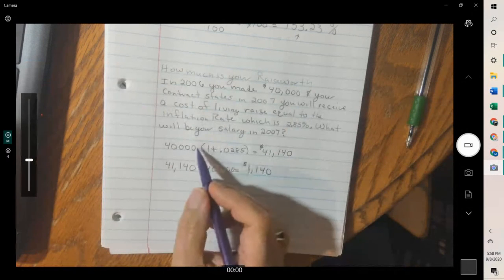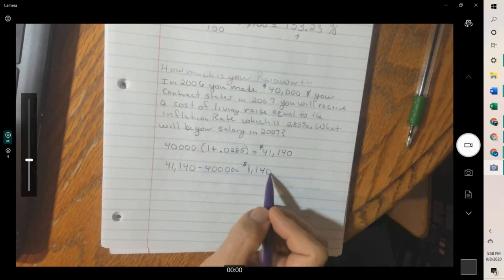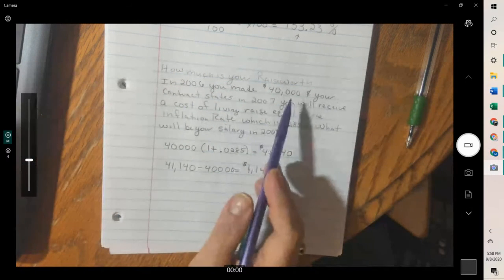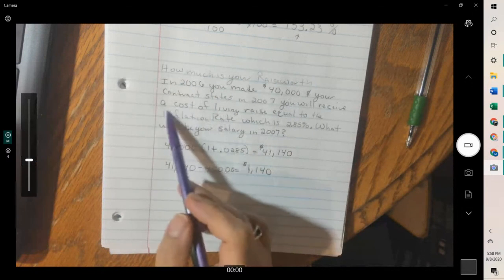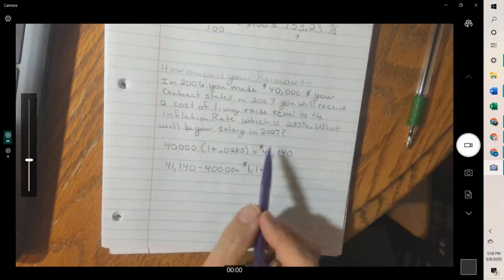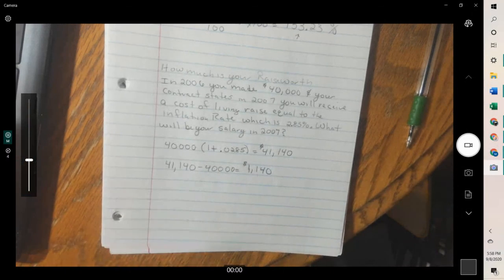If you don't have a raise, then you can't even buy the same amount of stuff you bought the year before. So when you are going for your raise, make sure you figure out the inflation rate first. You want to be making more than that. So just a little note.